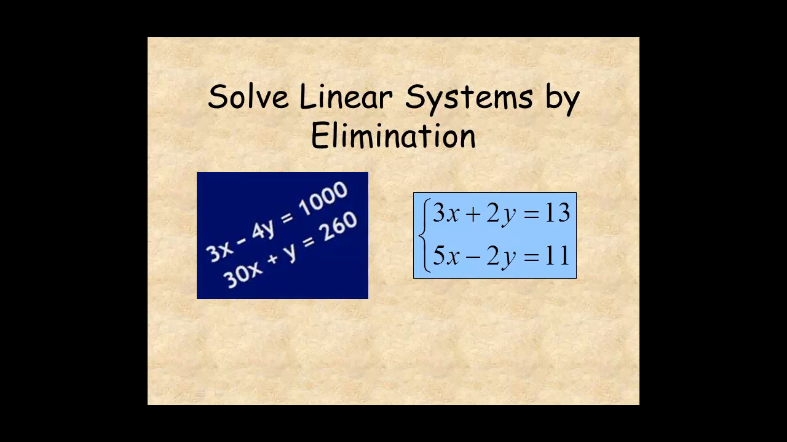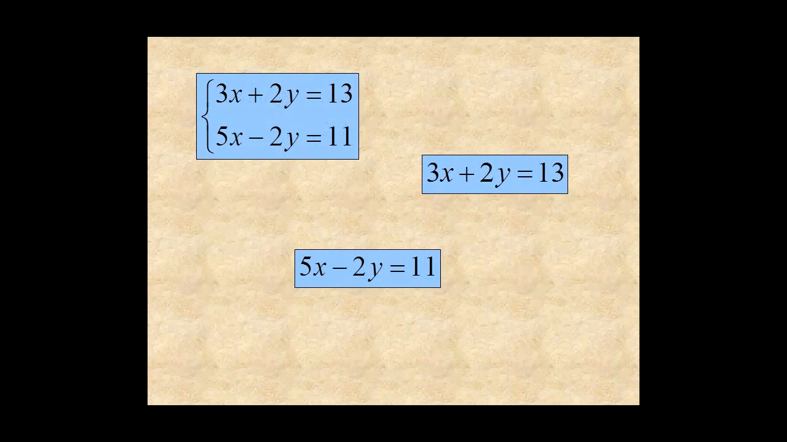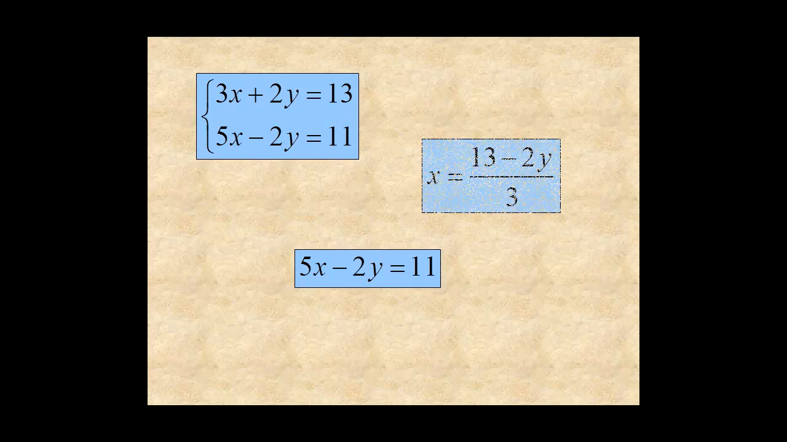This lesson shows how to solve linear systems by elimination. In a previous lesson, you learned to solve systems by substitution, but it wouldn't work very well in this case. For example, if you solve the first equation for x, you would get an expression with a fraction, which would be difficult to substitute.